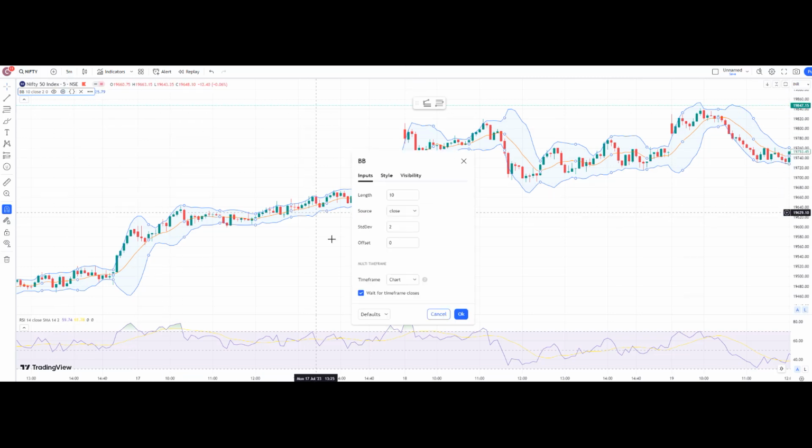So also here we can see the standard deviation is 2. So from the basis, the price can deviate to 2 standard deviation above or below. So the mid band is, we can see this is as 20. So the 20 is the 20 simple moving average, that is 20 SMA. Click on OK.